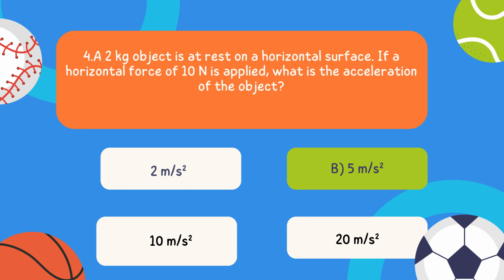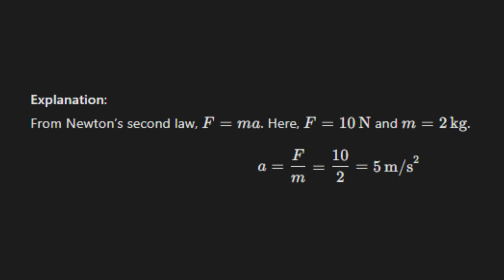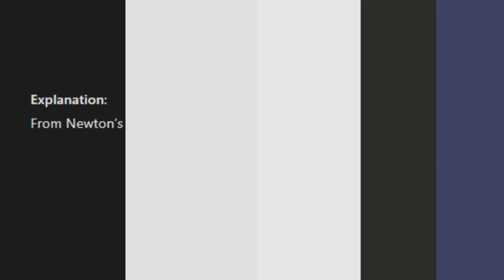Correct answer is 5 meters per second squared. Second law, F equals ma, here F equals 10 Newton and m equals 2 kg. a equals F by m equals 10 by 2, which is equal to 5 meters per second squared.